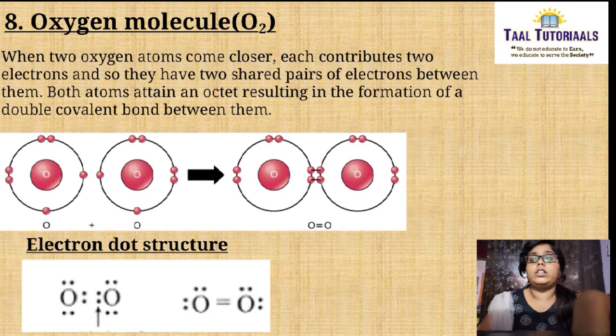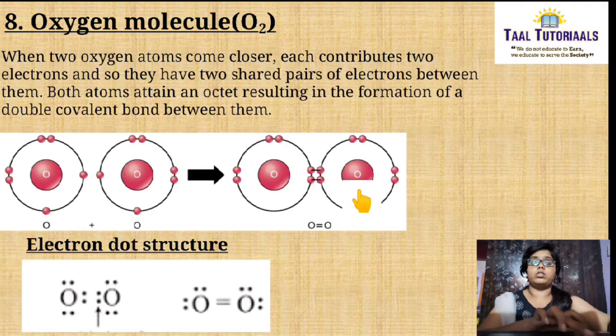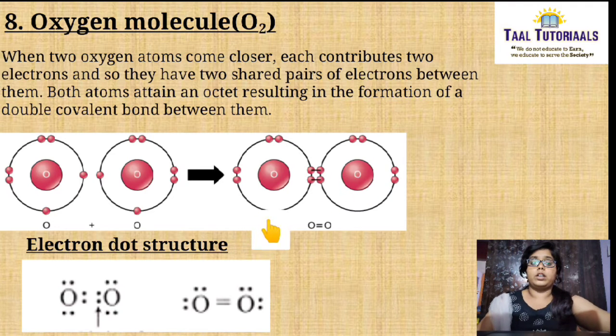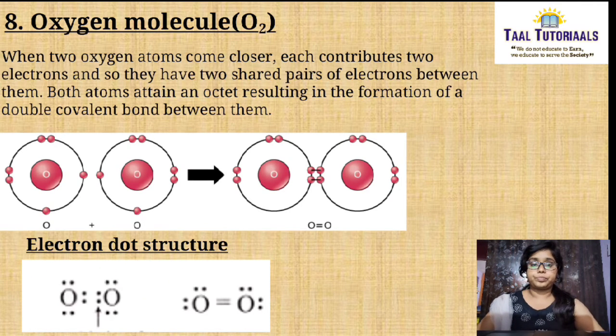Okay, you can see in this picture, oxygen having 6 valence electrons, here also 6 valence electrons. See, there is a sharing between 2 oxygen atoms, and this is how the oxygen molecule is formed. See, this is the dot structure. There is a double bond between them. Okay, this is how oxygen molecule is formed.